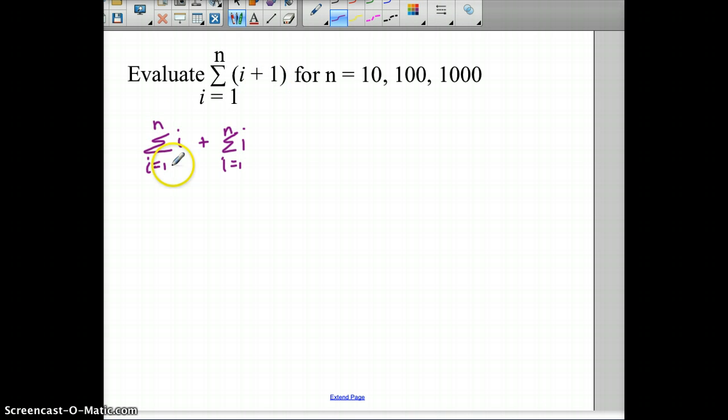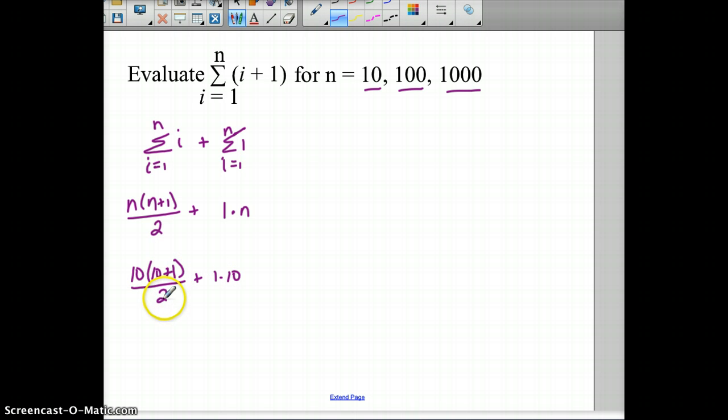So now that we've separated this, this matches one of our summation formulas. It's the summation formula n times n plus 1 over 2. And since this is a constant, that's just the number 1. That constant, we can use the constant formula, which is 1 times n. So now we've rewritten the summation in terms of n, so now we can just plug in these numbers and calculate each one separately pretty quickly.